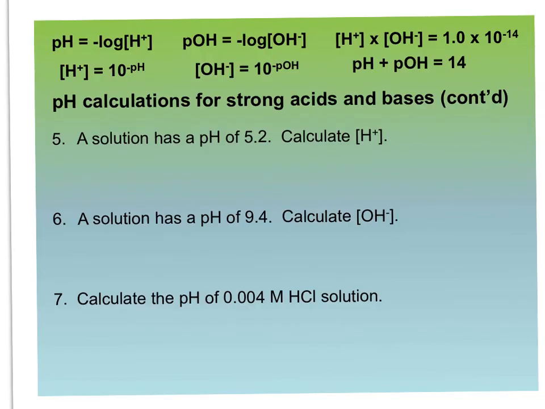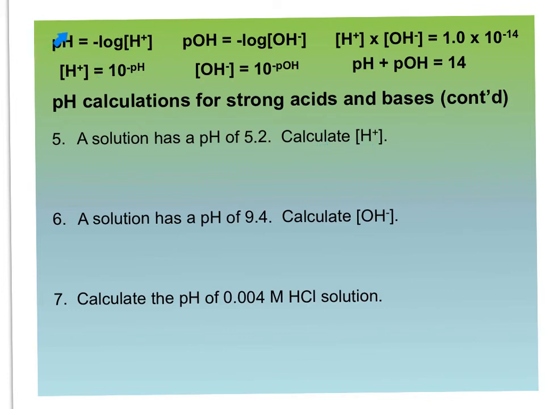Let's look at question number 5. It says, calculate the H plus concentration if we're given the pH. So for this one, we want an equation that has pH and H plus concentration. So let's look at those two here.